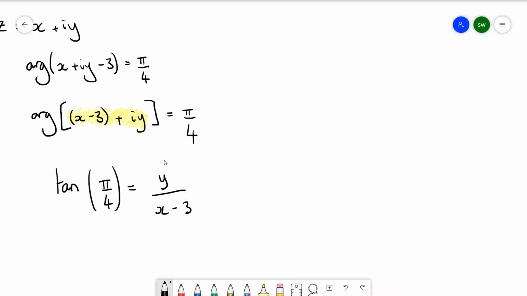If you're not happy with using that formula, just think about this yellow complex number. If we were to sketch this yellow complex number, we know that it's going to be somewhere on this line, which moves off at an angle of pi over 4. So let's put it there. And we know that the real part of this yellow complex number is x minus 3. And the imaginary part is y. And this is our complex number. X minus 3 is the real part plus iy.